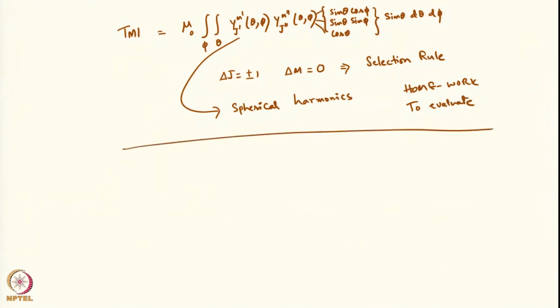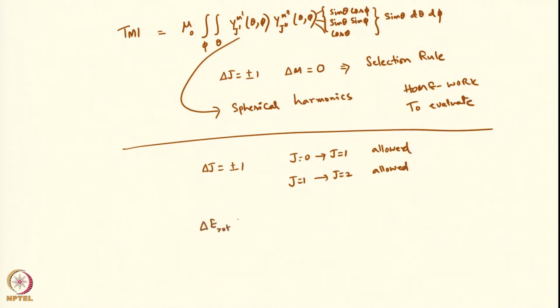So, at the end, when you have the selection rule, what you will get is delta j is equal to plus minus 1. That means transition from j is equal to 0 to j is equal to 1 will be allowed. Similarly, from j is equal to 1 to j is equal to 2 will be allowed, etc.